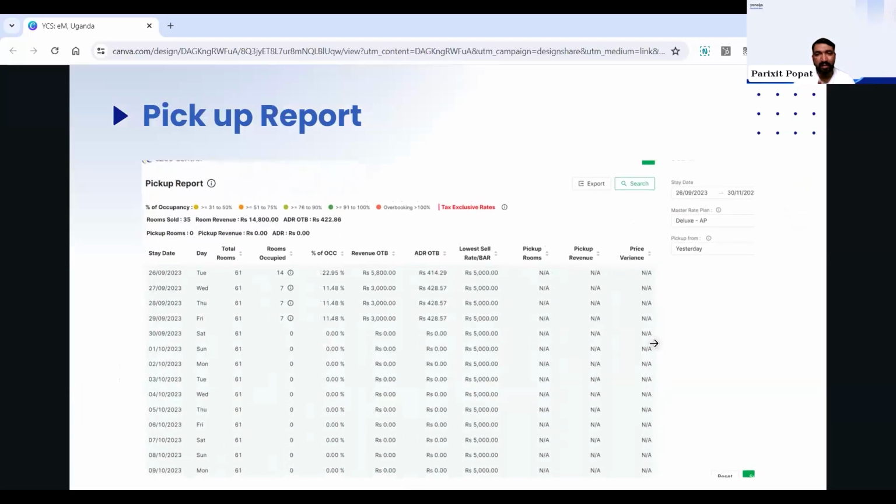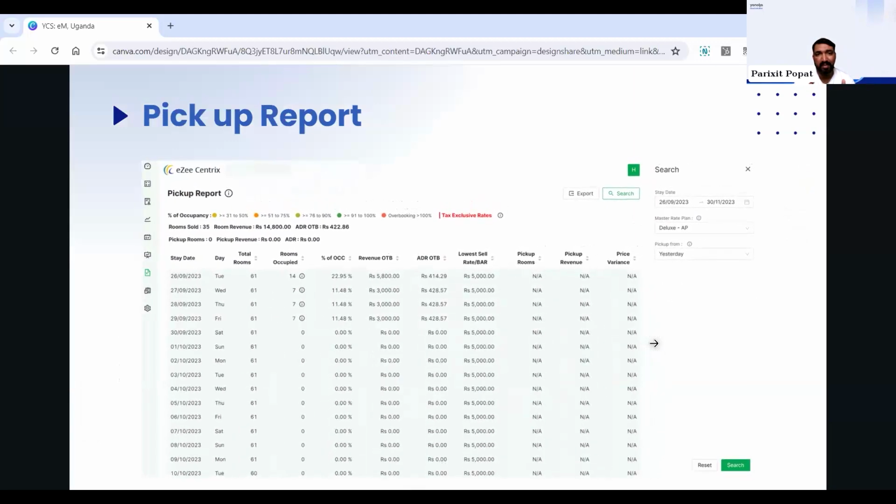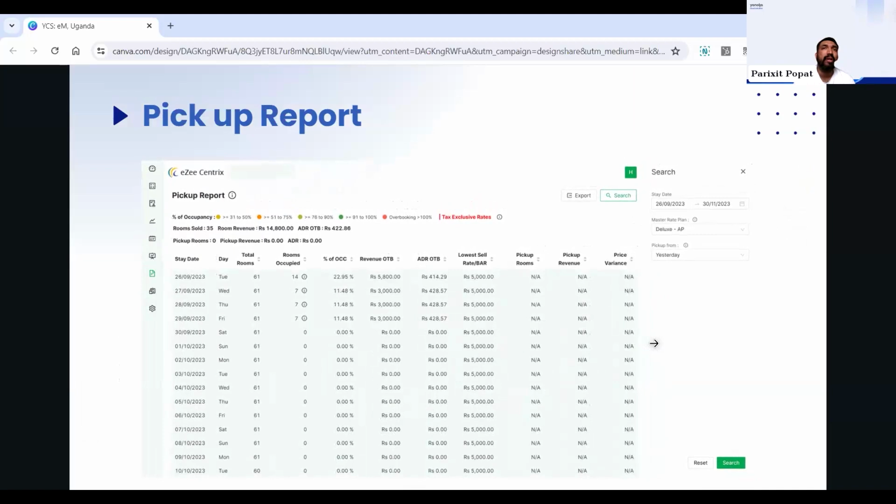Now, another important aspect or feature that we have in the system is the pickup report. You are not going to be in front of the property computer 24/7. Someday you will go home. Okay, sometime you will go home and you will not have access to your system. Morning when you come at 9 o'clock, you need to know what happened between yesterday and today.